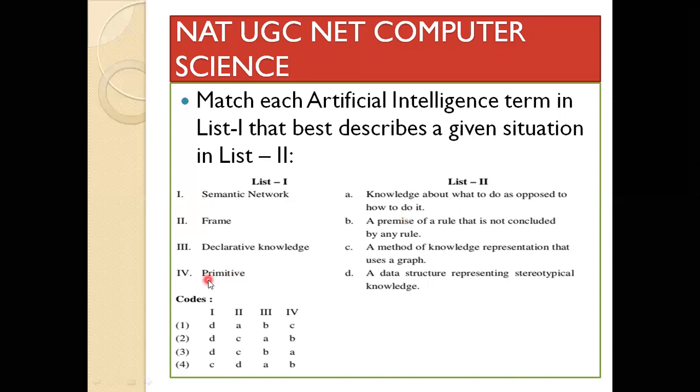Right. Then the last one, 4, primitive. Primitive, you know, is the main one. That is the fact, or you can consider it a premise of a rule that cannot be concluded by any rule. So option 4 is matched with B: primitive, a premise of a rule that is not concluded by any rule. So that's why option D is clear. Option D is the right answer. I hope the question and the solution are now clear to you.